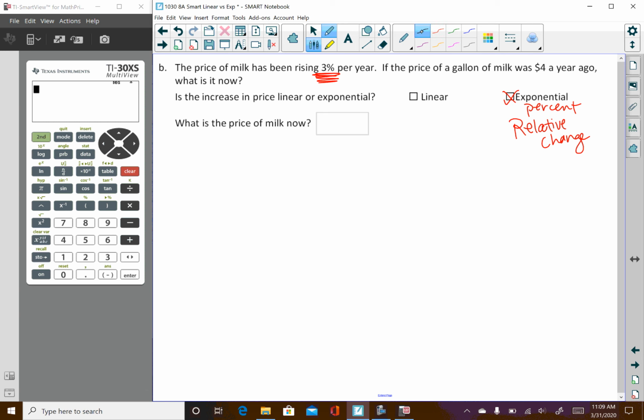Okay, so to figure out the price now, there's several ways that you could do it. I just want to show you this way of thinking about it because I think it's pretty easy for doing the calculations you need to do. The price is going up by 3%. Well, it still costs 100% of what it cost before, but it's an additional 3% each year. So that would be 103% total. In decimal form, that is 1.03.